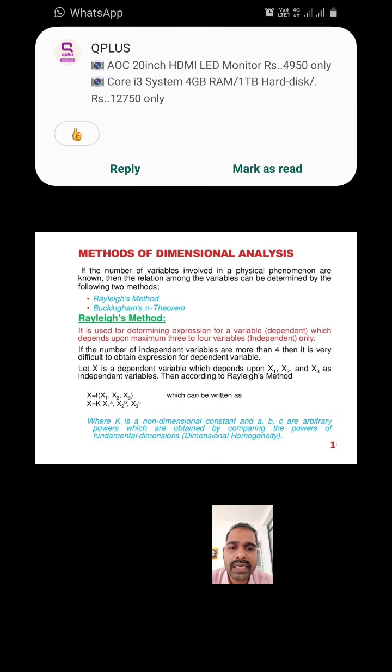If the number of independent variables is more than 4, then it is very difficult to obtain the expression for the dependent variable, right? So that is the main limitation of Rayleigh's method. For that purpose we can use the other option, that is, the Buckingham Pi theorem can be used, right? So the main limitation of Rayleigh's method is that the independent variable count is limited to 3.